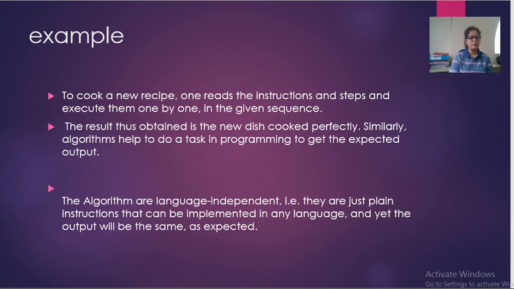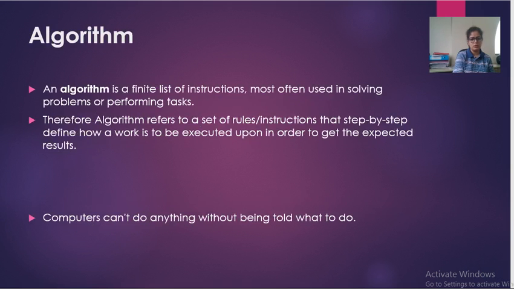So I hope now it is clear to you why we are using algorithm, as I have discussed one real life example. So algorithm is a finite list of instructions most often used in solving problems and performing tasks. Therefore, algorithm refers to a set of rules and instructions that define step by step how we have to perform a work in order to get the expected output.